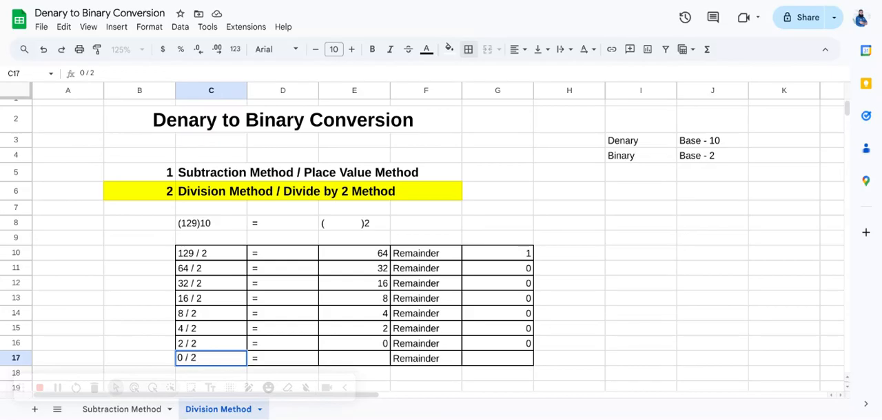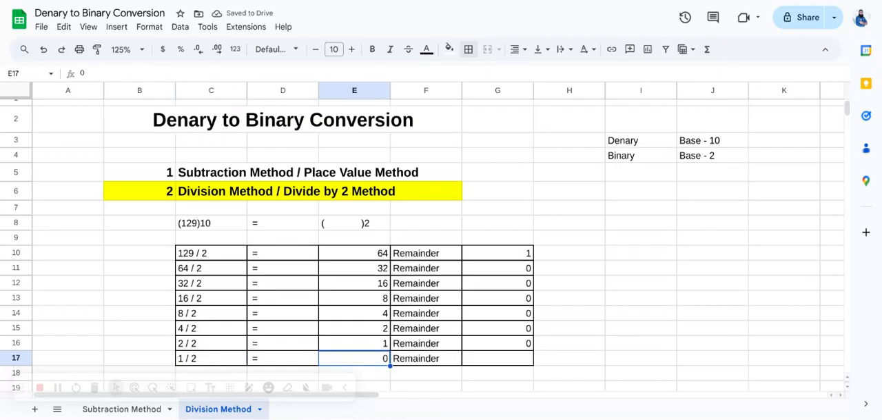So 0 divided by 2, as we have learned in mathematics, when you divide 0 by any number, the answer is always 0. Here, 2 divided by 2 we get 1. Okay, so this is a slight mistake here. 2 divided by 2 gives 1, as usual remainder 0, so this is going to be changed. Then 1 divided by 2, we get 0.5.